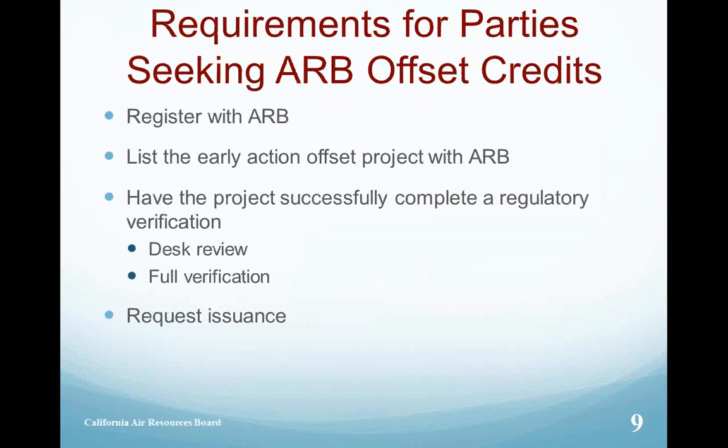So the requirements to transition the credits: you must register with ARB. This is our compliance instrument tracking system. I'll talk about that a little bit more in the next slide. Then you must list with the early action offset project with ARB. Have the project successfully complete a regulatory verification, which includes a desk review. If the desk review is not successful, the project may decide to conduct a full verification to transition those credits to ARB. And then they must request issuance.